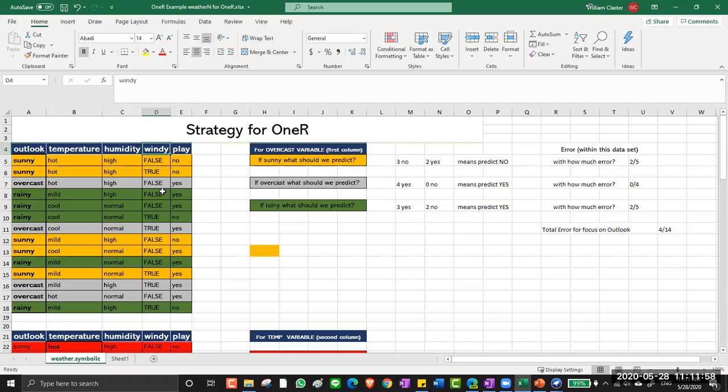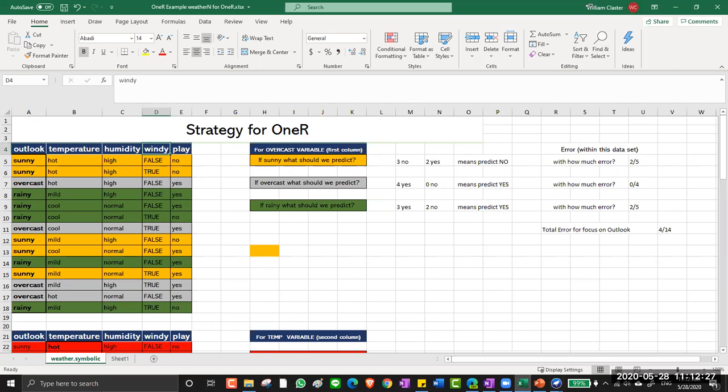What does windy give? So for the green ones, we have two possibilities, false and true. If it's false, we will predict, let's see, there's yes, yes, yes. So if it's false, we'll predict yes, and we'll get no errors there. And if it's true, we'll predict no, and it's true both times. So we get no error on windy.